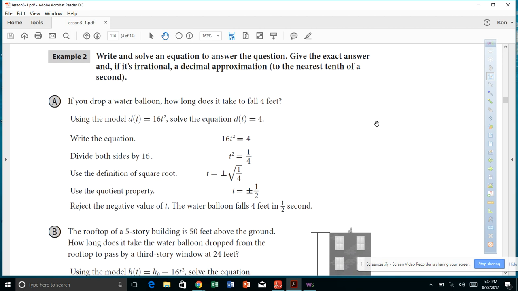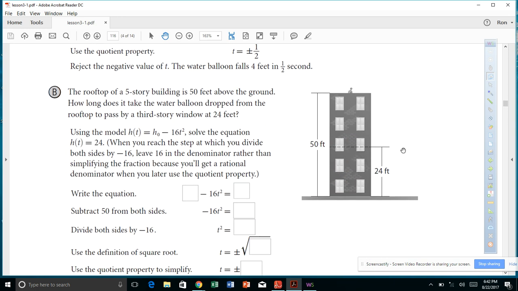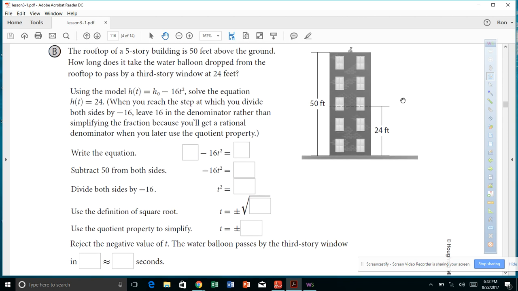Example 2. Write and solve an equation to answer the question. Give the exact answer, and if it's irrational, a decimal approximation to the nearest tenth of a second. All right, A. You go ahead and read through A, and then when you get back, we'll do B together.